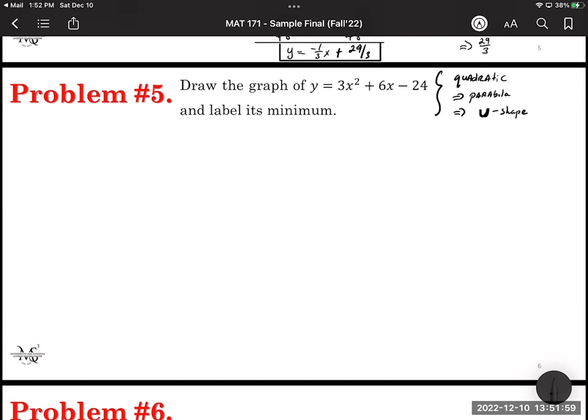All right, so the way that I usually use my notation for vertex is as follows. As an ordered pair, the x-coordinate is negative b over 2a, and then for the y-coordinate, the output value is f of negative b over 2a. In other words, whenever you find the x-coordinate of the vertex, you plug it into the function to get the y-coordinate, whatever your equation is.